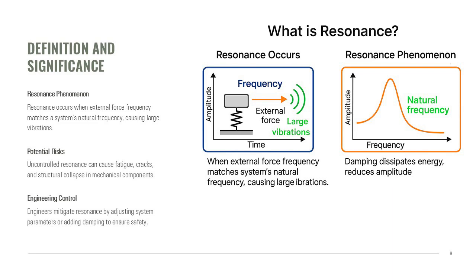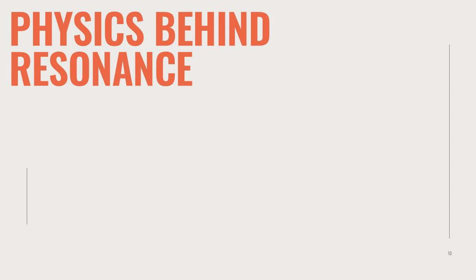Here's the resonance phenomenon diagram. The left diagram shows a spring-mass system where an external force frequency matching the natural frequency will lead to large vibrations. The right diagram is an amplitude versus frequency curve with a peak at the natural frequency, resonance, and a note on damping reducing amplitude. Natural frequency and excitation.